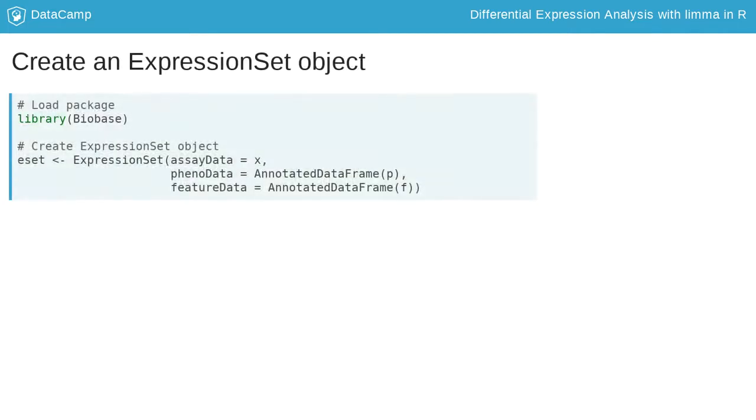You create an ExpressionSet object with a function of the same name. You'll pass it 3 objects. You pass the expression matrix as assay data, the phenotype data frame as phenoData, and the feature data frame as featureData. Note that you first need to convert the phenotype and feature data frames into annotated data frames. These are a Bioconductor class that supports including descriptions of the columns of the data frame, which you don't take advantage of here in this code.